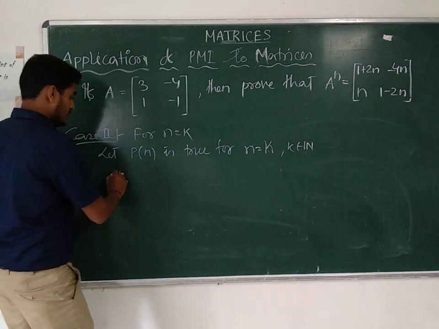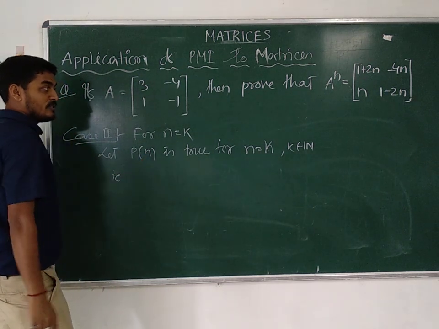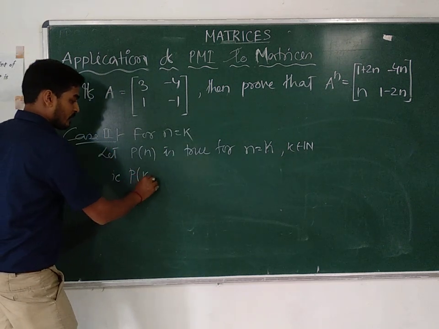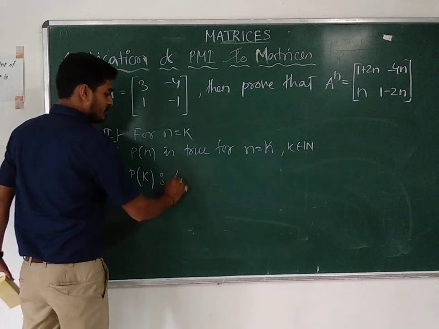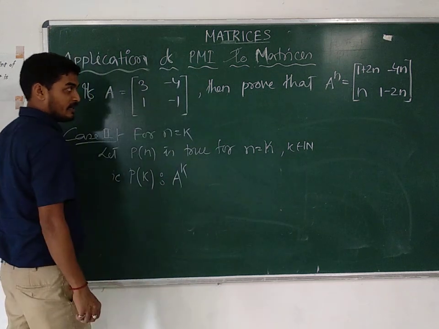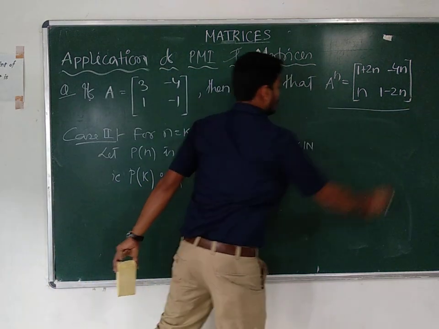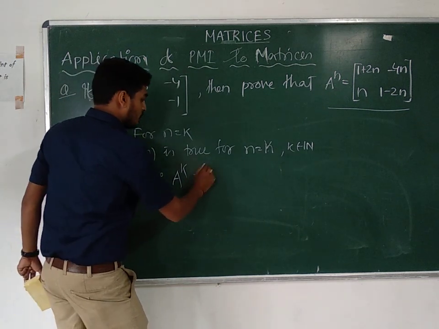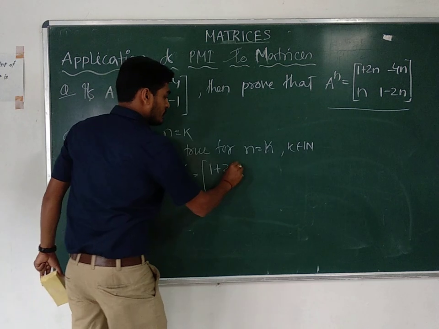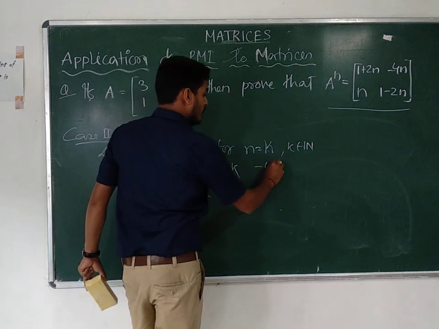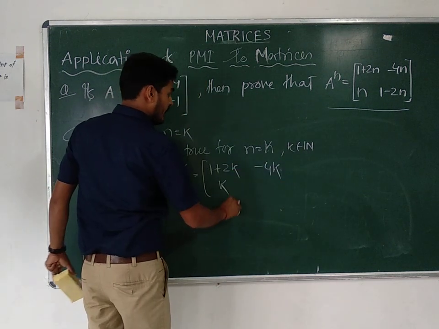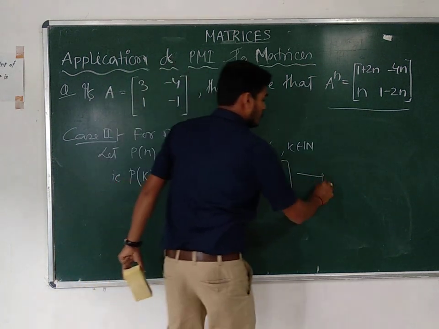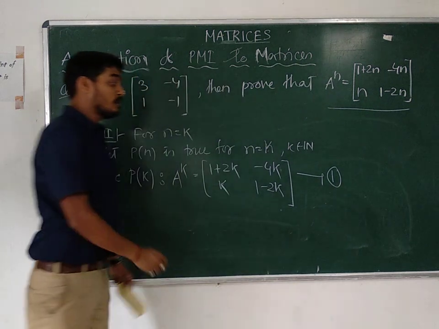So that is, P of n is true for n is equal to k. In place of P of n, we write down P of k, such that P of k means it will convert to A to the power k. Wherever n is there, in place of n, you have to write down k. It will convert to [1+2k, -4k; k, 1-2k]. Now we will mark it as an equation number. We will try to use this one.